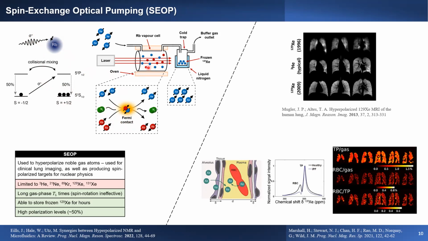So these atoms are floating around in the vapor cell, and they bump into each other. And you have these spin exchange interactions. So the xenon becomes polarized and flows out of the cell. And it can be collected in liquid nitrogen. It'll simply freeze out as a snow or be used as a gas.